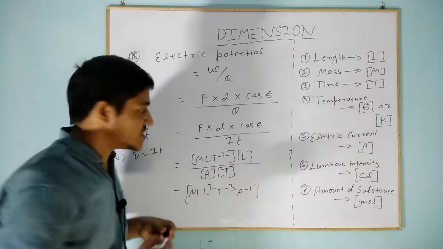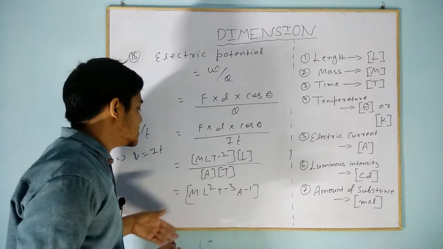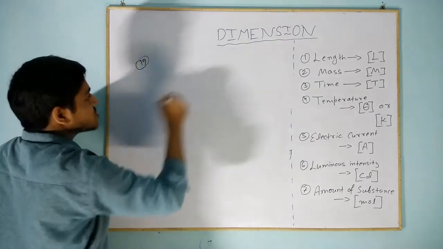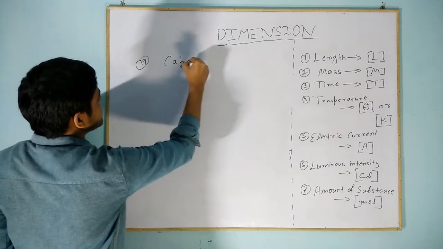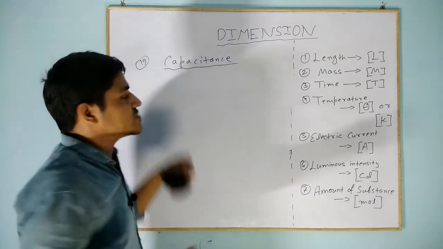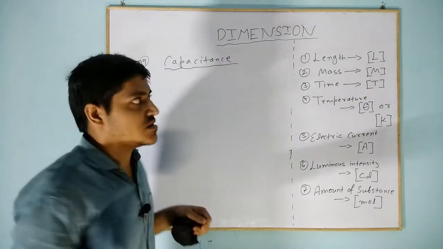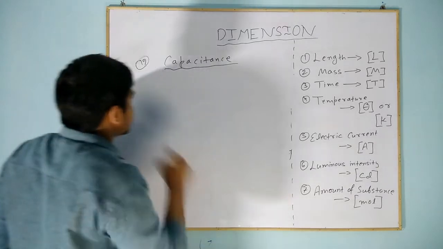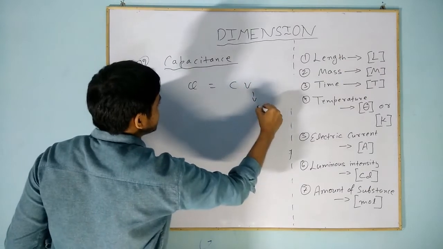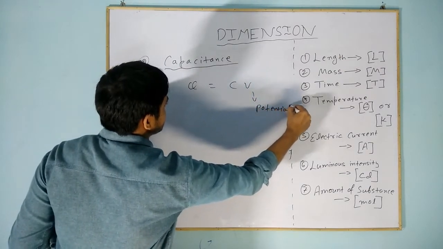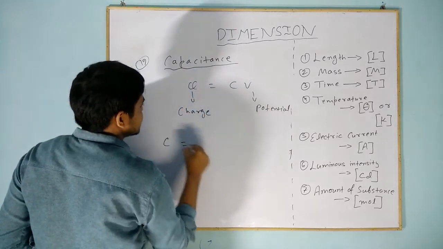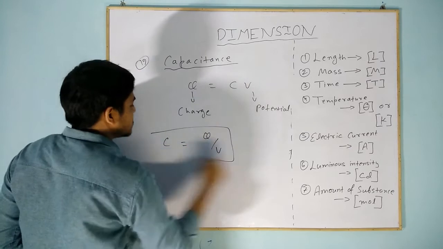And what would we say? We would say the dimensions of electric potential are 1 in mass, 2 in length, minus 3 in time, and minus 1 in current. Let's talk about the dimensional formula of capacitance. You will come across capacitance in class 12th under electricity. For the time being, just remember the formula, that is Q is equal to CV, where V is electric potential, C is capacitance, Q is charge. From here, we get C is equal to Q upon V. Now we have the formula for capacitance.